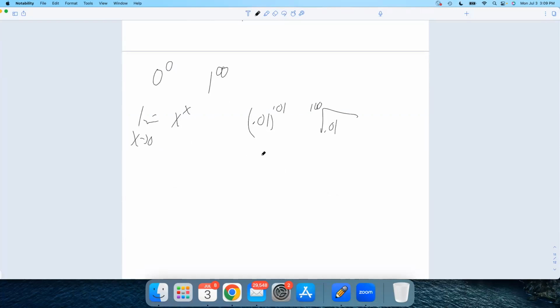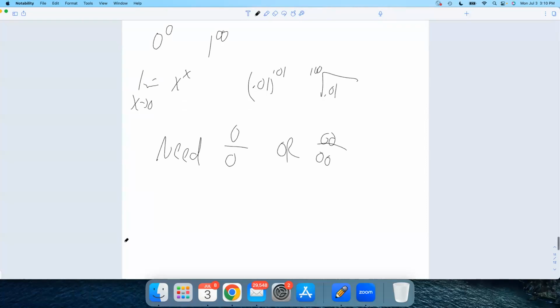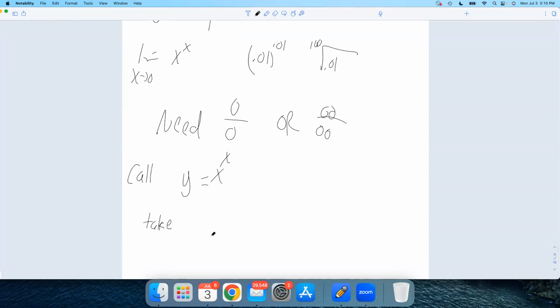Now, there's a trick we have to use on these. Remember, in order to use L'Hopital's, no matter what form I have, I have to turn it into something that looks like 0 over 0 or infinity over infinity. So I'm going to have to play some games here. I'm going to call y equal to x raised to the x power. I'm going to take the natural log of both sides. We're going to do something kind of akin to logarithmic differentiation, but it is not. Take the natural log of both sides.